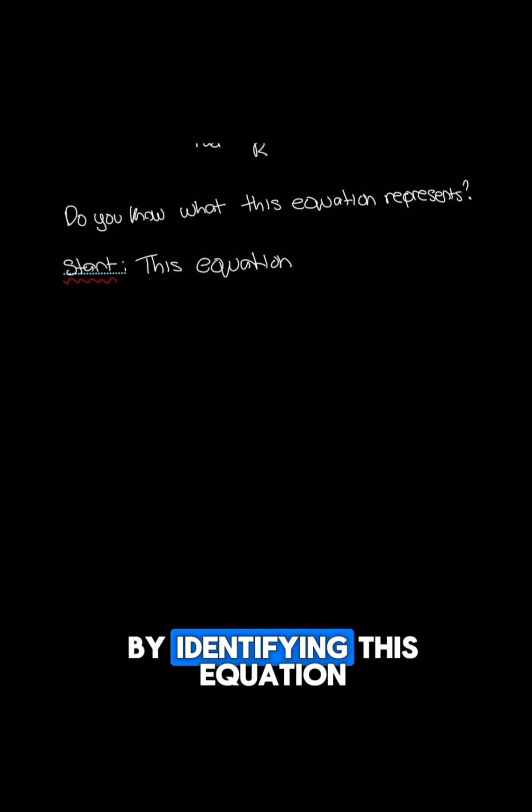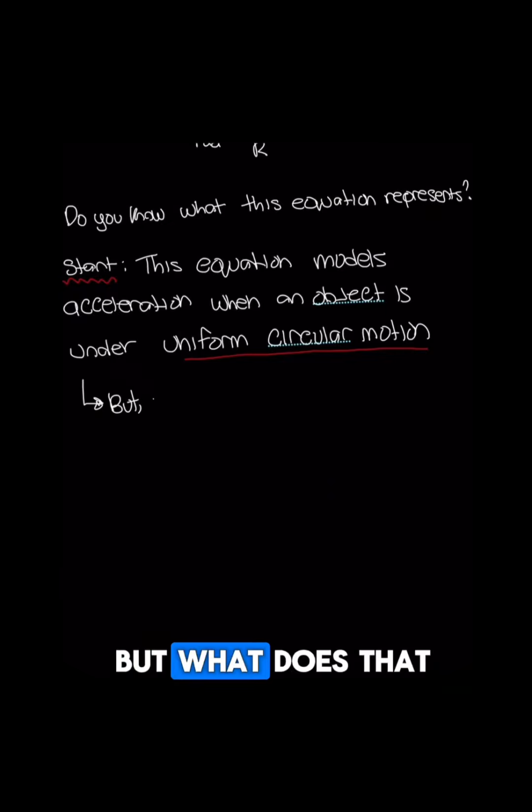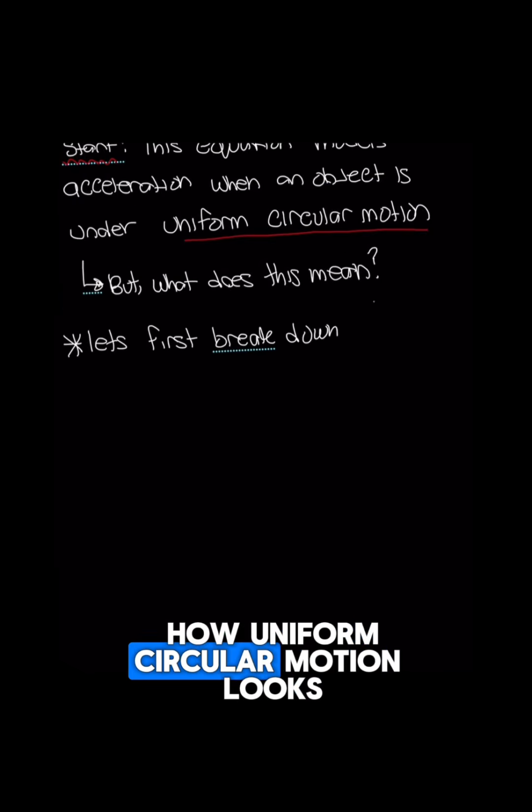So we can start by identifying that this equation models acceleration when an object is under uniform circular motion. But what does that even mean? First, let's break down how uniform circular motion looks.